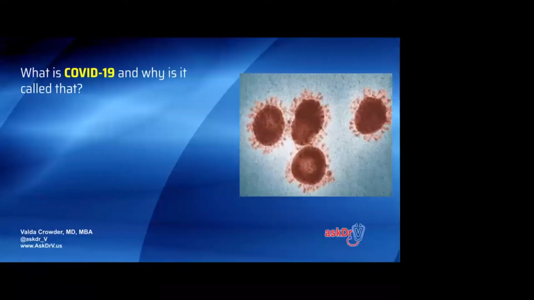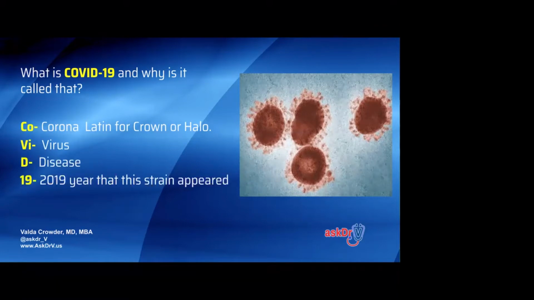A lot of people have asked me, why is it called COVID-19? All of these diseases actually get their name from the World Health Organization. So CO is corona, and that is Latin for crown or halo, because if you look here to the right, the virus on a 2D slide, underneath the microscope, actually looks like it has a crown or a halo around it. VI is virus, D is disease, and then 19 is 2019. It is the year that the strain appeared. It is not that there were 18 before this particular one. So hence the name COVID-19.